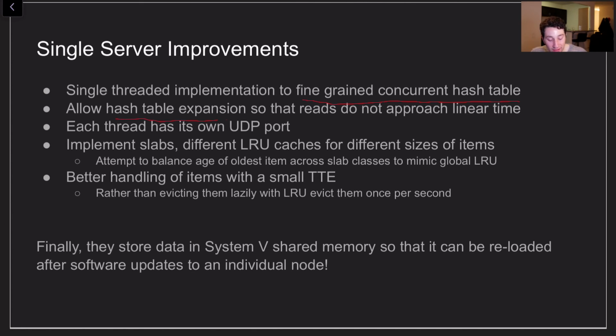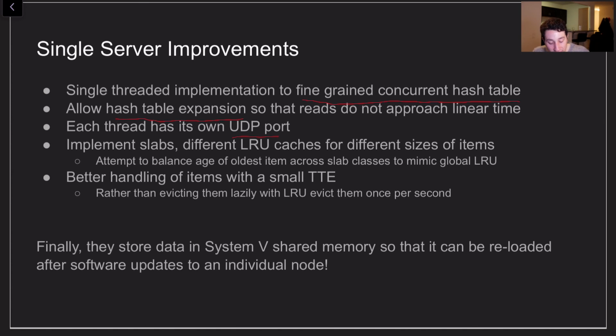Another thing that they did is allow the hash table to expand in size as opposed to being fixed size. The reason being that you need a hash table getting bigger over time, or else if it completely fills up, your time complexity on fetches is going to get worse because you're going to have to do a bunch of probing or chaining or something like that, and you're going to approach linear time. If you make a bigger hash table, then you're able to get better time complexity. Another thing to note is that every single thread in the concurrent implementation has its own UDP port, which is just going to allow more concurrent connections at once.